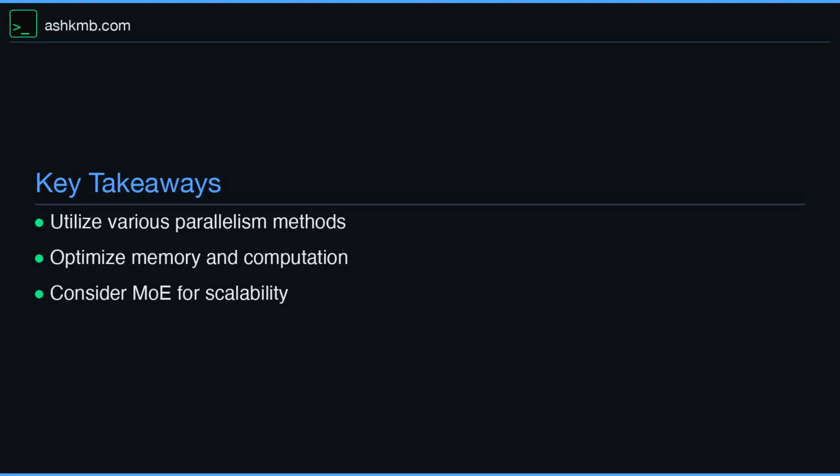Whether leveraging data, model, or pipeline parallelism, or utilizing memory-saving innovations, each step can significantly improve performance. Lastly, exploring architectures like mixture of experts can yield even greater scalability. How will these advancements influence your next project?